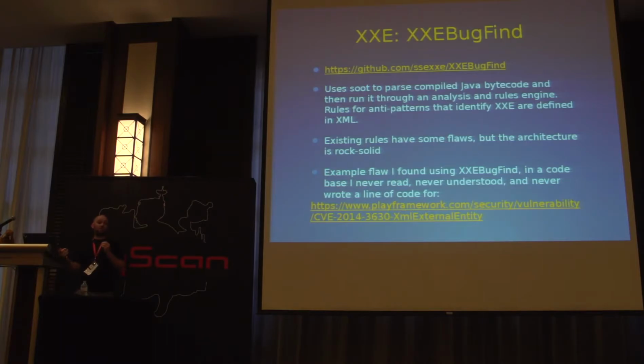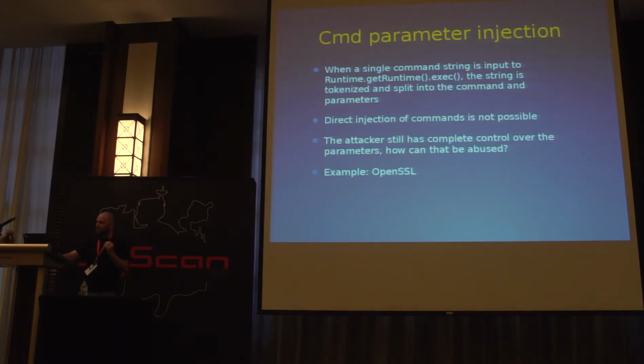Some of the rules in it are actually flawed. It gets you false positives and false negatives, but because the engine is really well written, you can just write your own rules and fix it up. As an example of finding flaws with XXE Bug Find, here's one at the bottom in the Play framework that I found. Never used Play, don't know how it works, never read the code, never written a line of code for it, and managed to get credit for finding a flaw that took 2 seconds with XXE Bug Find. So that's XXE. Okay, the next one I wanted to talk about is command parameter injection.